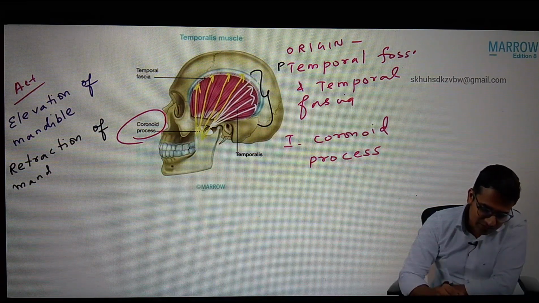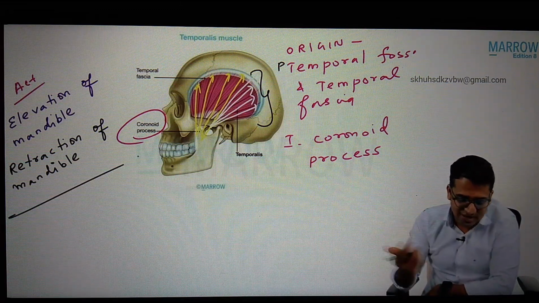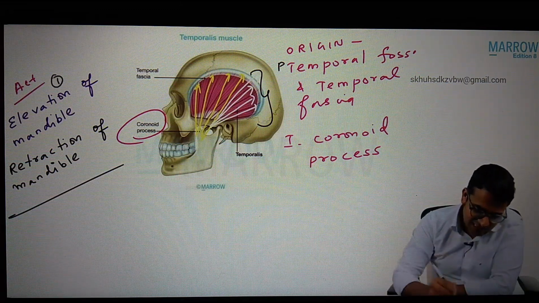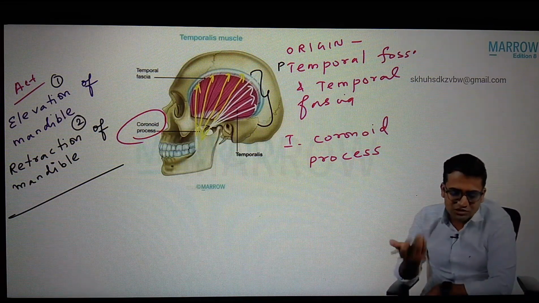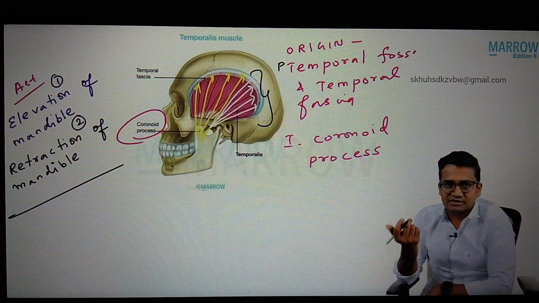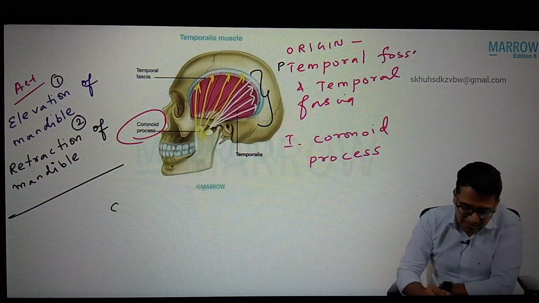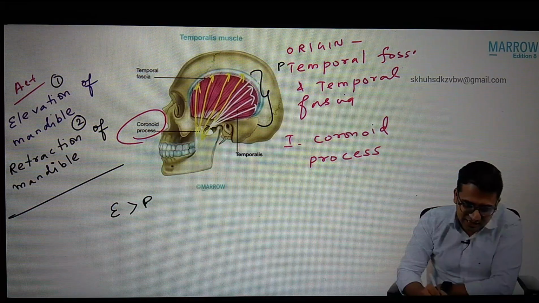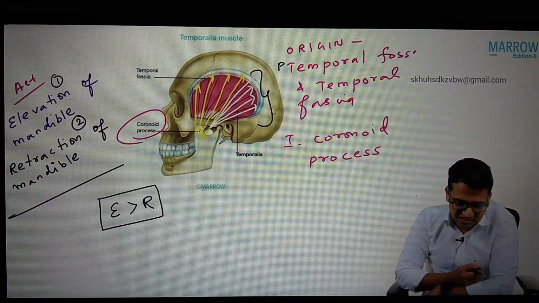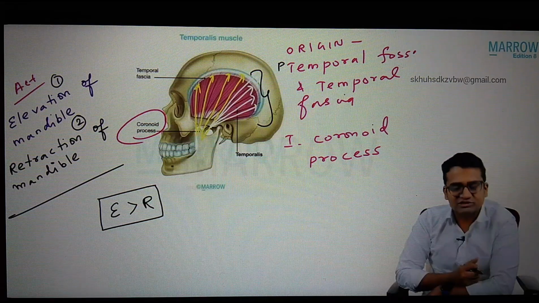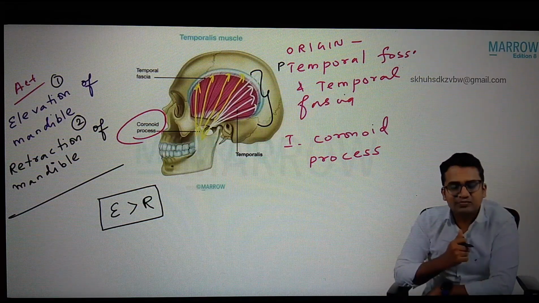Retraction of the mandible. So, what is the action of the temporalis muscle? We have two actions: number one, elevation, and number two, retraction. Now, out of these two, what is the best action for temporalis? In the exams, they will ask you the single best answer only. So, for the temporalis muscle, the best action is elevation greater than retraction. Right, that's all about the temporalis muscle.